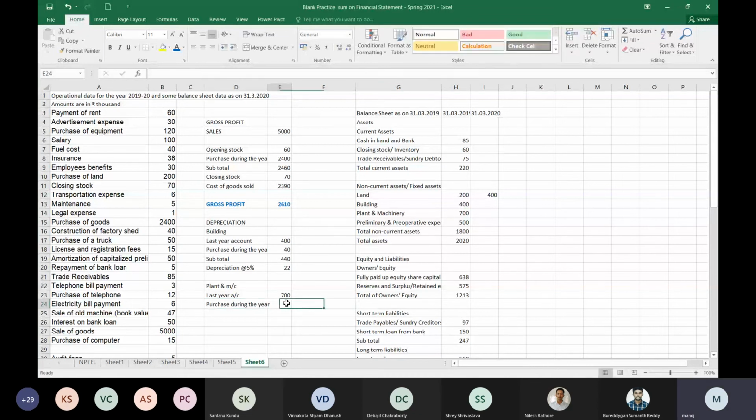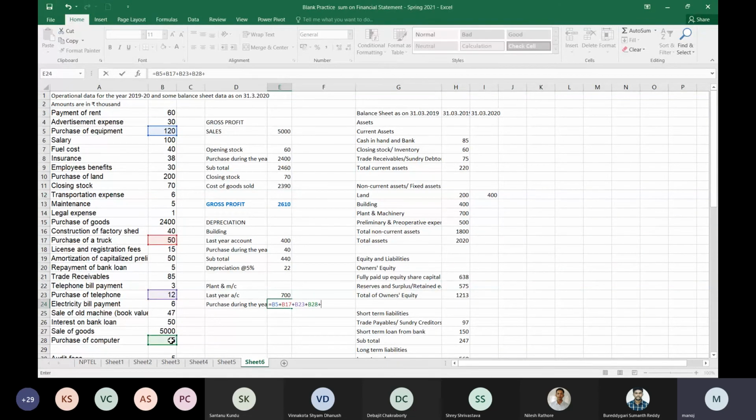How much is that? Now there may be many. So let us see how much is there. So one is payment of rent, advertisement, purchase of equipment. This is one plus. Salary, fuel cost, insurance, employee benefit, purchase of land is not, closing stock, transportation, maintenance, legal, purchase of goods, construction of factory shed, purchase of truck. This is another one plus. Then license, amortization, repayment of bank loan, trade, telephone bill, purchase of telephone. This is another one. Plus electricity bill, sale of machine, interest on bank loan, sale of goods, purchase of computer.